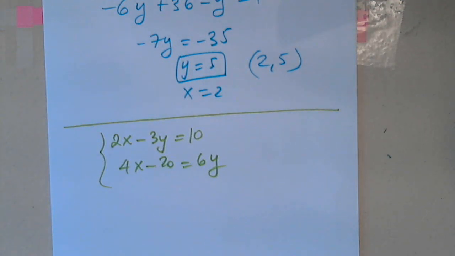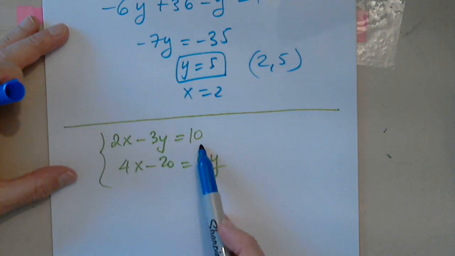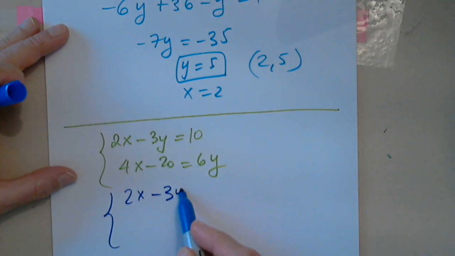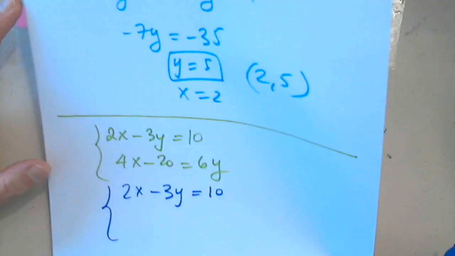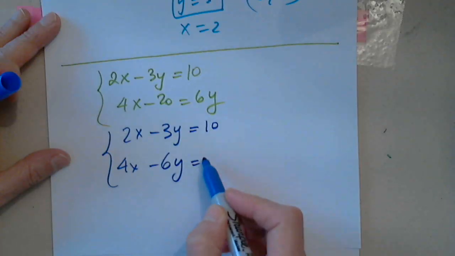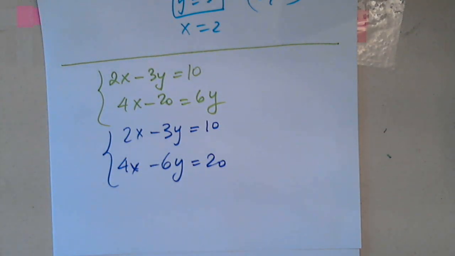Okay, so I see the system. First of all, it's not arranged in the correct order. This is okay: term with x, term with y, and no variable. But this is twisted. So I will rearrange the second equation and write 4x minus 6y equals positive 20. And let's suppose this time I decide to eliminate, I shouldn't use substitution. I shouldn't even think of substitution.